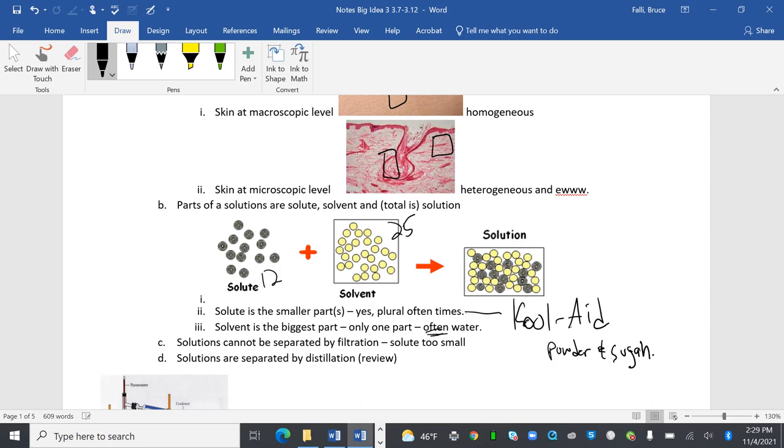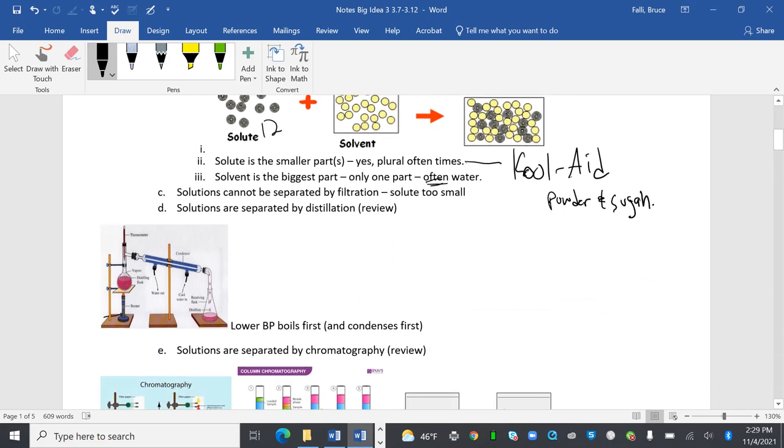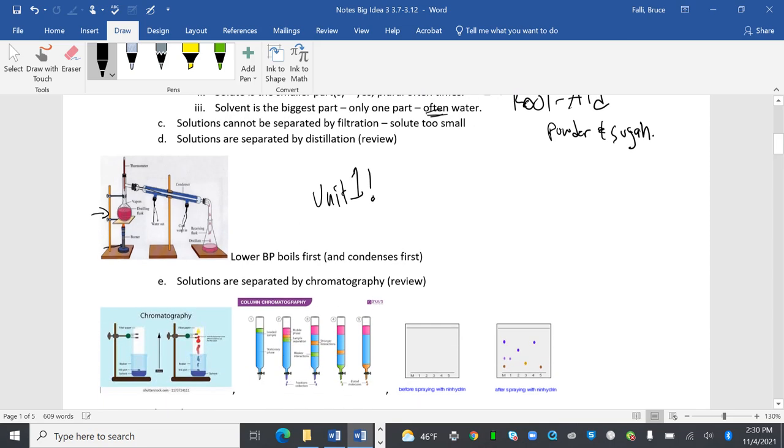Solutions cannot be separated by filtration. The solute is too small, so it passes through. Solutions are separated by distillation. So remember, this is a flame. You've got a mixture. You heat up a solution, and one part comes out here. It's cooled down by shooting water in here, and hot water comes out here, and then you get drip, drip, drip. The lower boiling point boils first. That was in unit one.